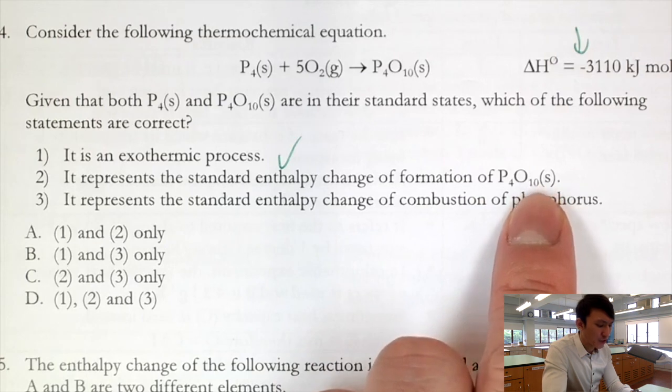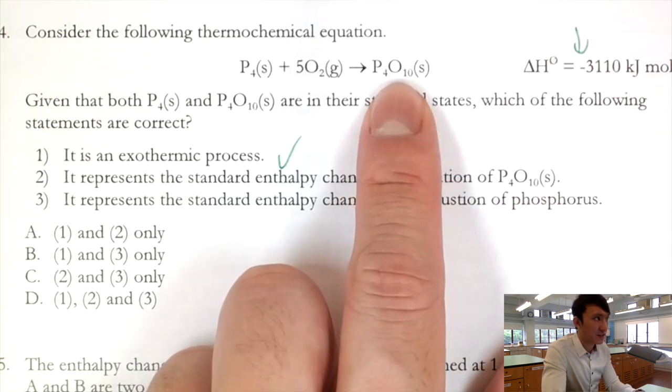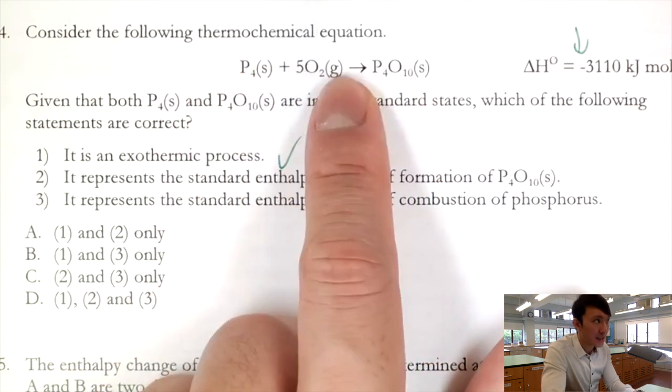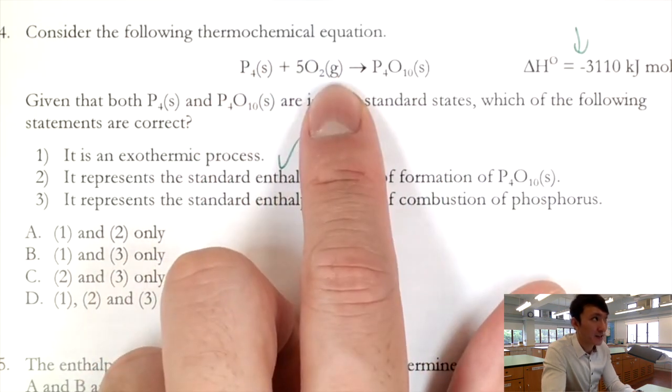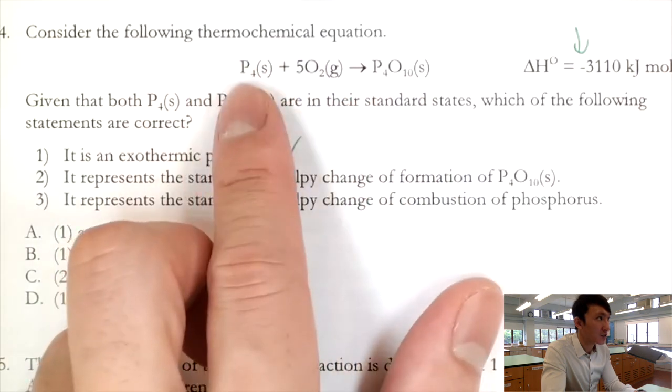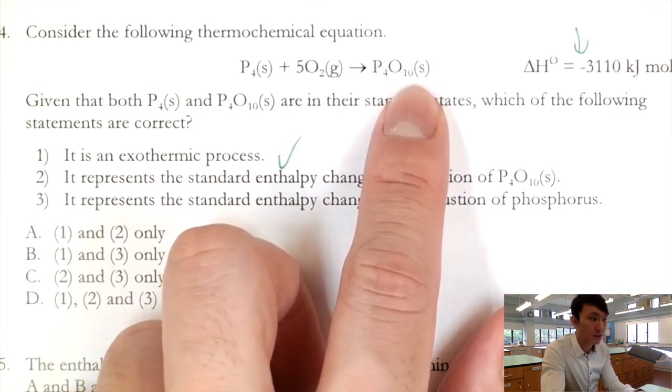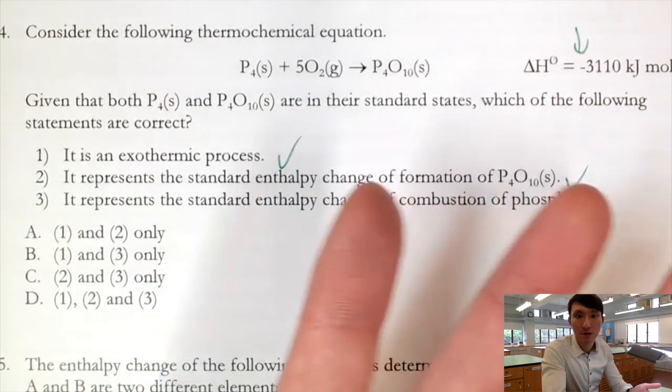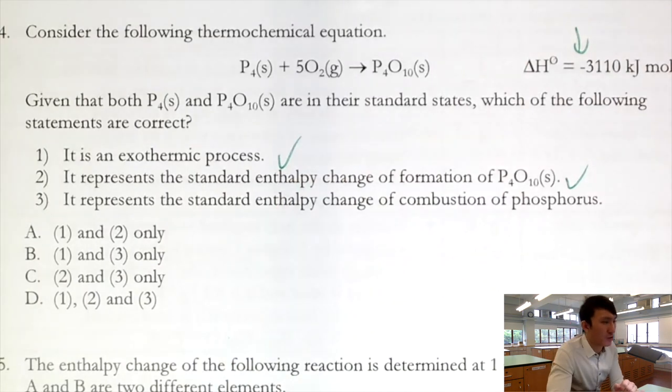It represents the standard enthalpy change of formation of P4O10. Okay, now, so we have to check. Is it standard state? Yes. Is it 1 mole? Yes. Are these elements? Yes. Are these elements at their standard state? Yes. Is the stoichiometry correct? Correct. So, correct. Okay? So, just follow the rules and check every point.